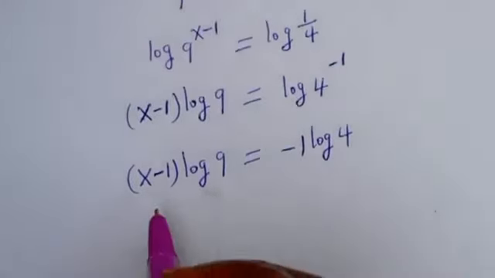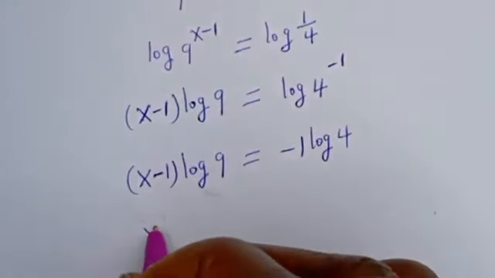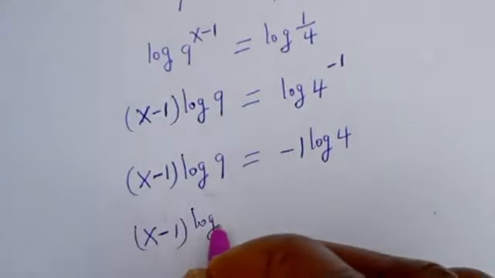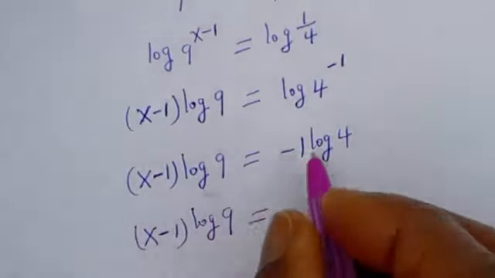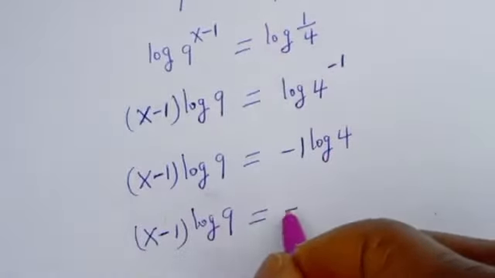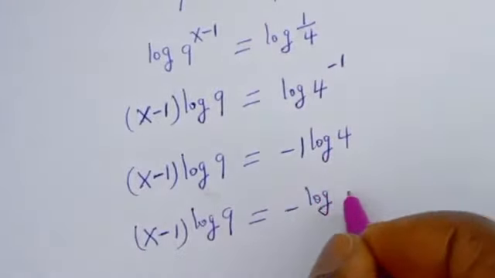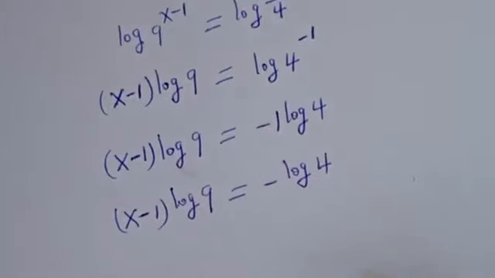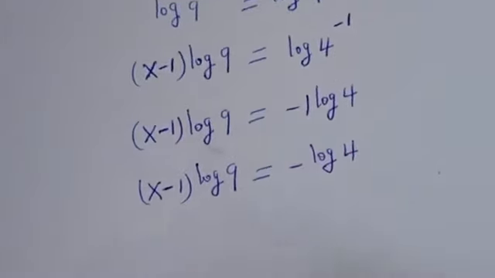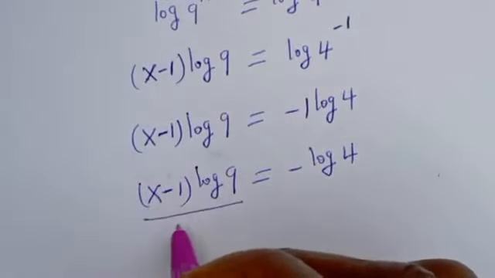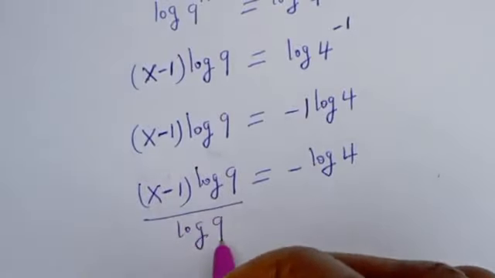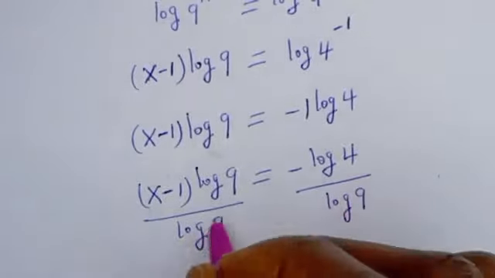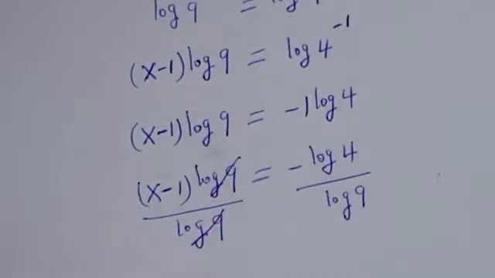So this is x minus 1 log 9 is equal to minus 1 log 4, which can be written as minus log 4. Now let's divide both sides by log 9, divided by log 9. This will cancel this.